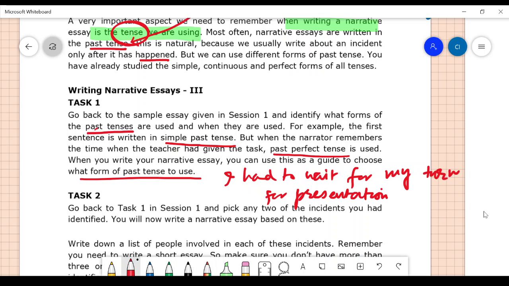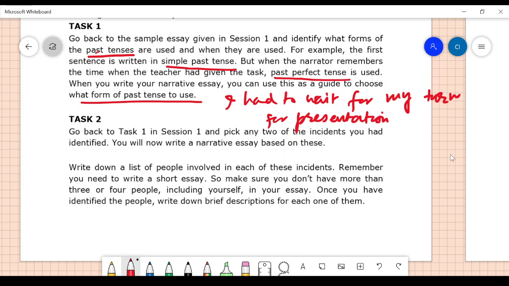So go back to session 1 and pick any two incidents you had identified. You will know the narrative is based on this. Write down the list of people involved in each of these incidents. Remember, you need to write a short essay. So make sure you don't have any more than 3 or 4 people including yourself in your essay. If you include many people there will be confusion, so keep it to the minimum.